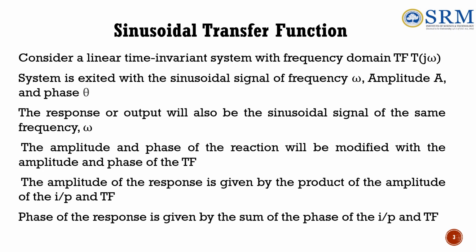When a linear time invariant system is driven by a sinusoidal input of frequency omega, the output will also be a sinusoidal signal with the same frequency. Next, we are going to see the effect on the amplitude and phase. The system modifies the input signal's amplitude and phase based on the transfer function T of j omega. The output amplitude is the product of the input amplitude and the magnitude of T of j omega. The output phase is the sum of the input phase and the phase angle of T of j omega.